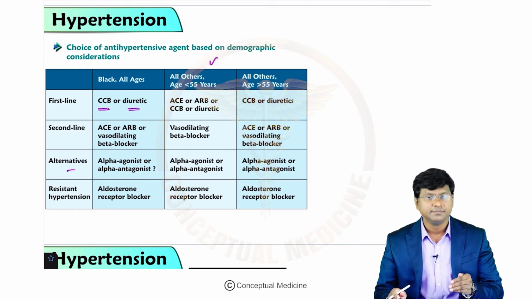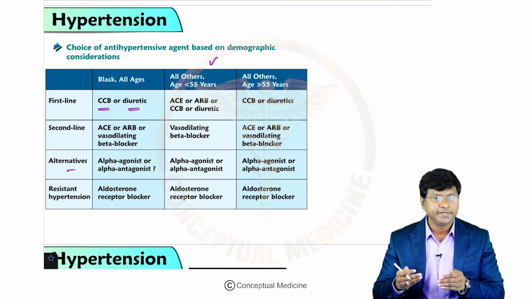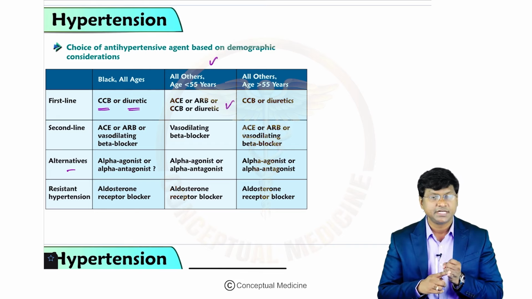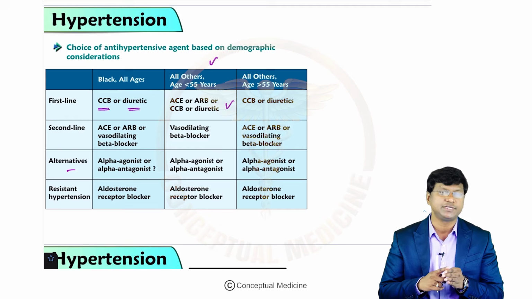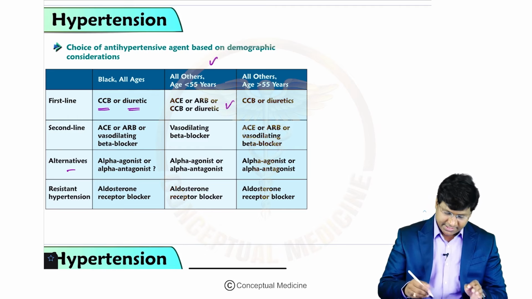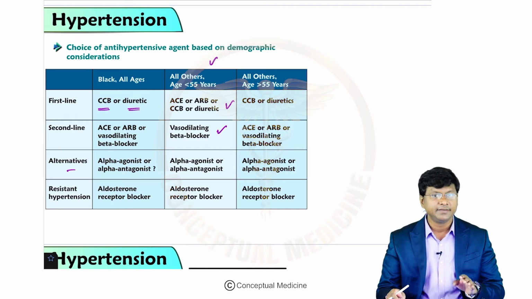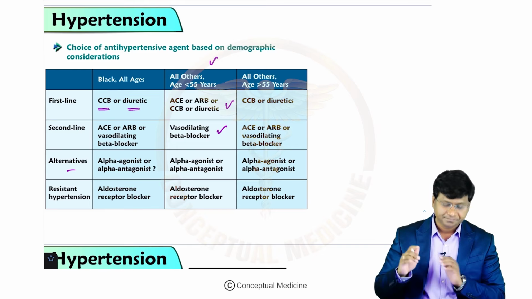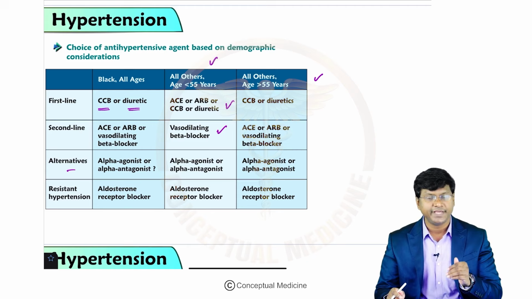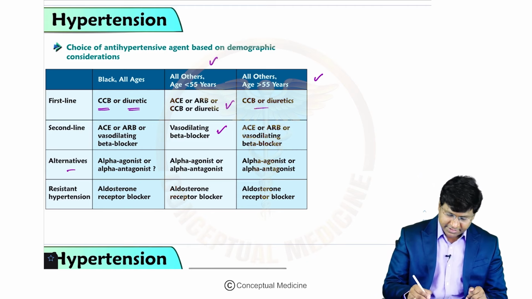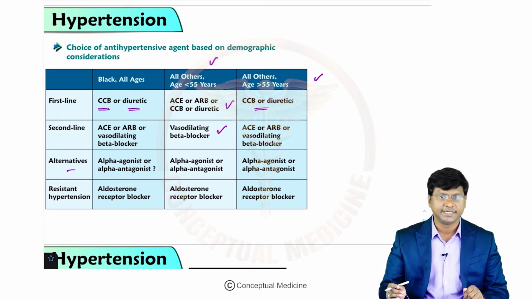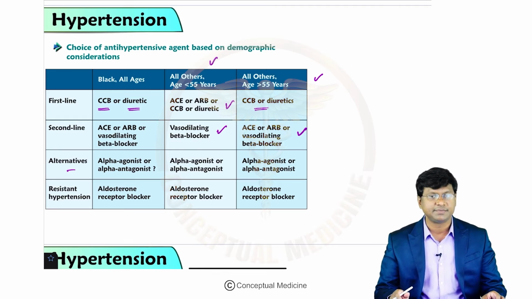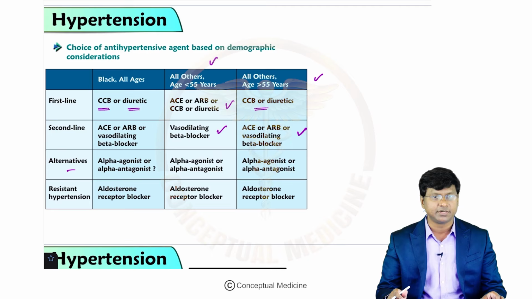And in the white population, in individuals of age group less than 55 years, the first line drug will be a calcium channel blocker or diuretic or ACE inhibitor or angiotensin receptor blocker. Whereas in the white population, the second line agent will be a vasodilating beta blocker. And for all others, that is the white population of age group more than 55 years, the first line agent will be calcium channel blockers or diuretics. And the alternative, the second line agent, will be an ACE inhibitor or angiotensin receptor blocker or vasodilating agent or a beta blocker.